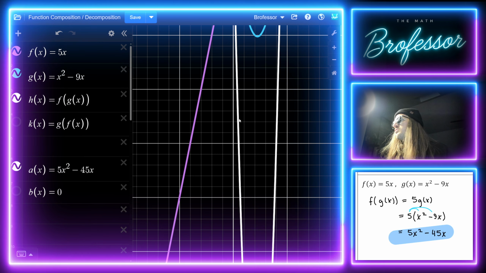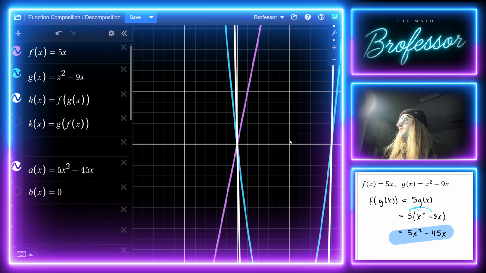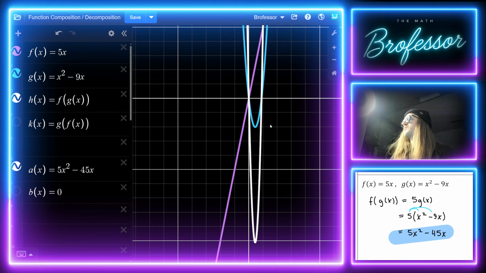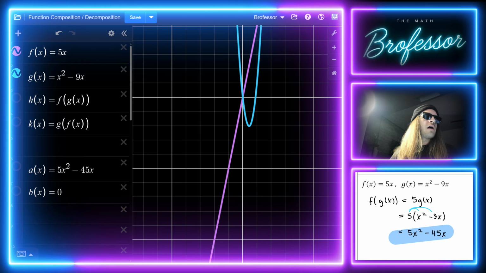Good. Let me just zoom in, zoom way in. Yeah, we're good. That's it right there. So cool. All right, hide that. Let's do it the other way around now.